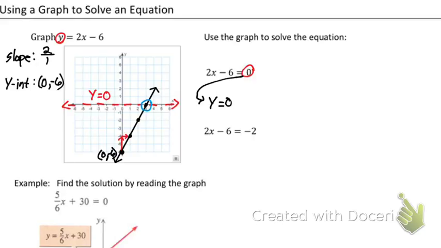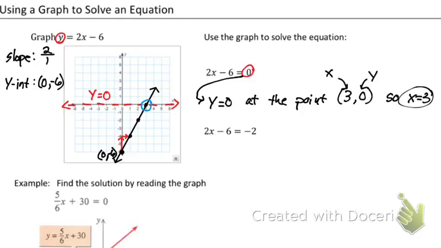So on this line, y equals 0 at the point 3, 0. And the point 3, 0 has an x value, and the y value was already 0. We should already know that. So that means our answer is x equals 3. I know we already knew that, but when we get to more complicated ones, the graph's going to be a much easier way to solve these problems.